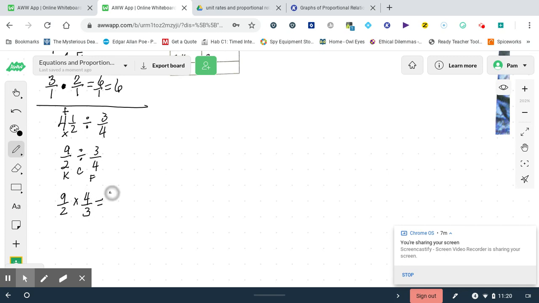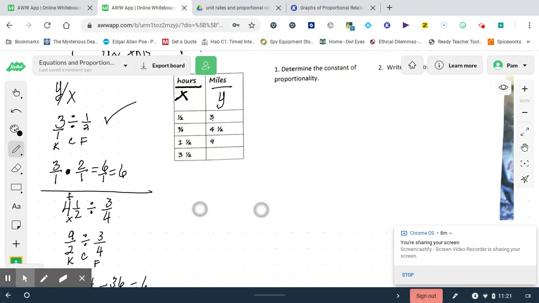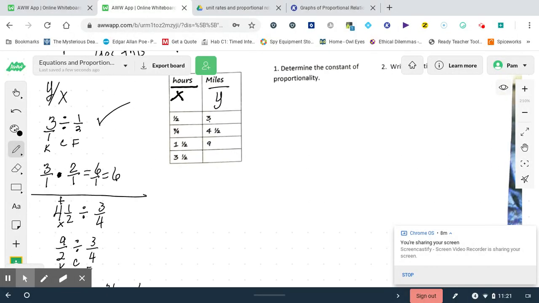We end up with 36 divided by 6. And 36 divided by 6 is 6. Okay? So I've gotten 6 so far. I'm going to check this last one. 9 divided by 1 and 1/2. So I'm going to write 9 over 1.